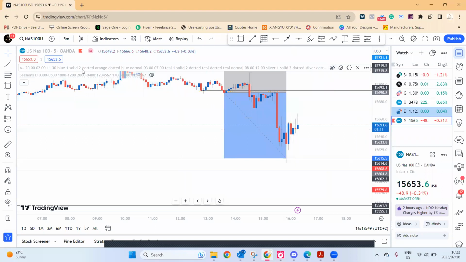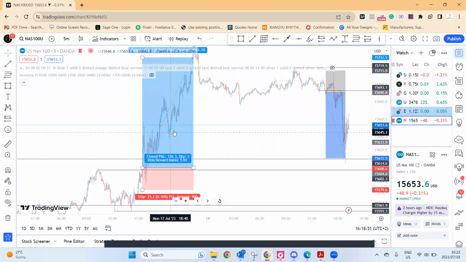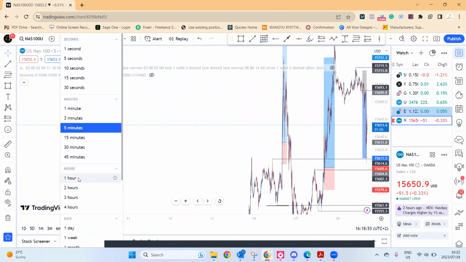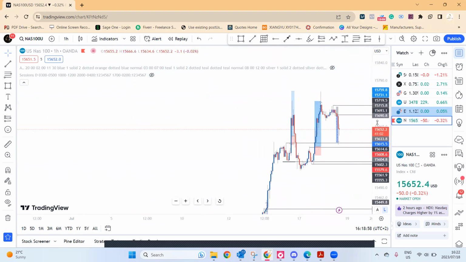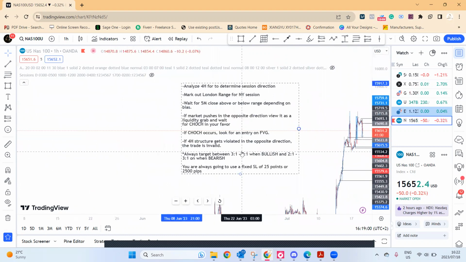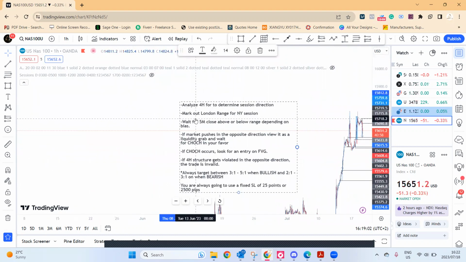So let's just go over quickly again with the annotations that I made. I'm going to show you the annotations now. I just want to quickly go over the steps again. So remember, start with your 4-hour analysis. See if you're bullish or bearish, where you are in the price range.